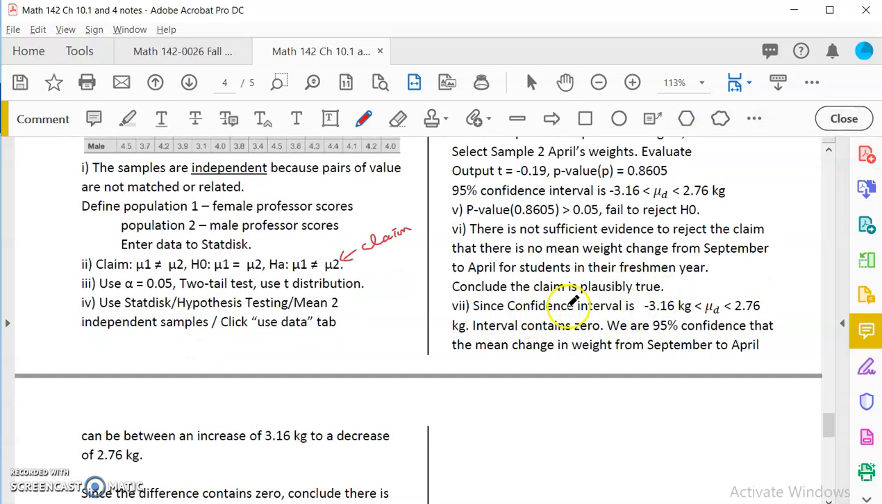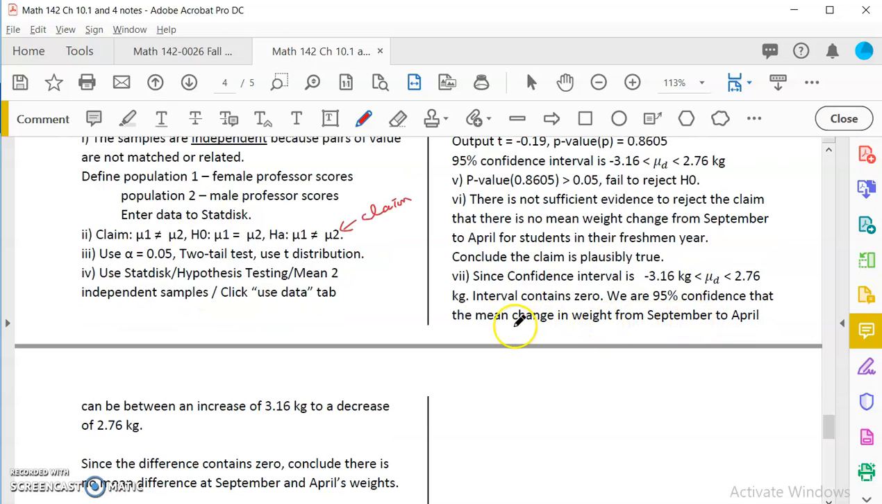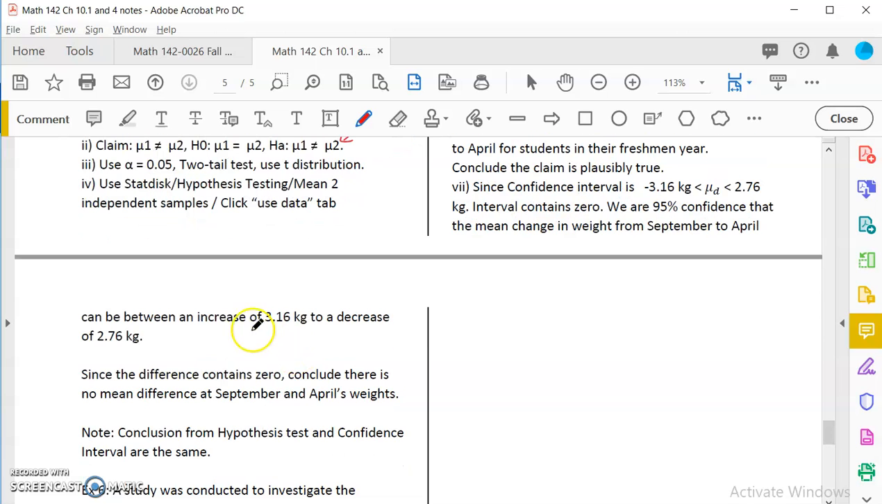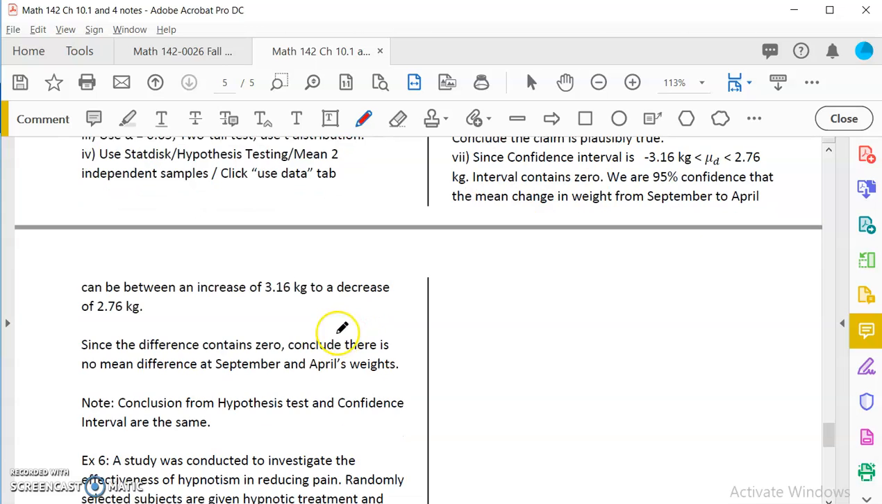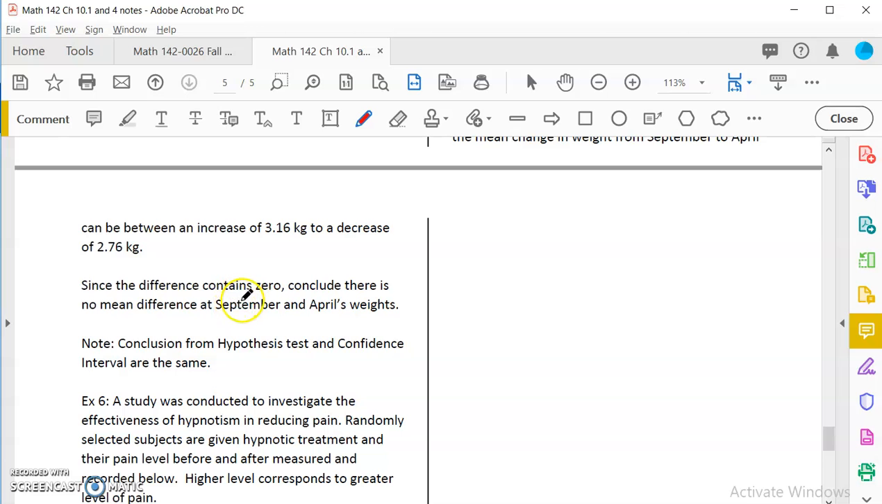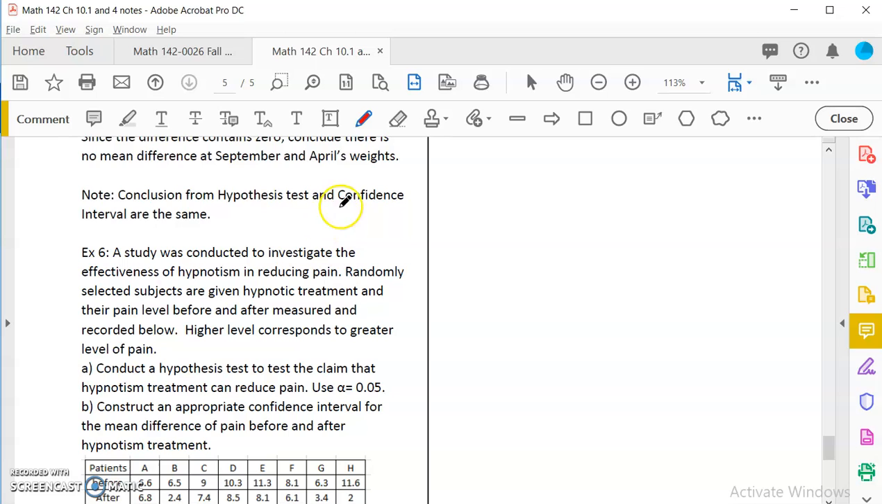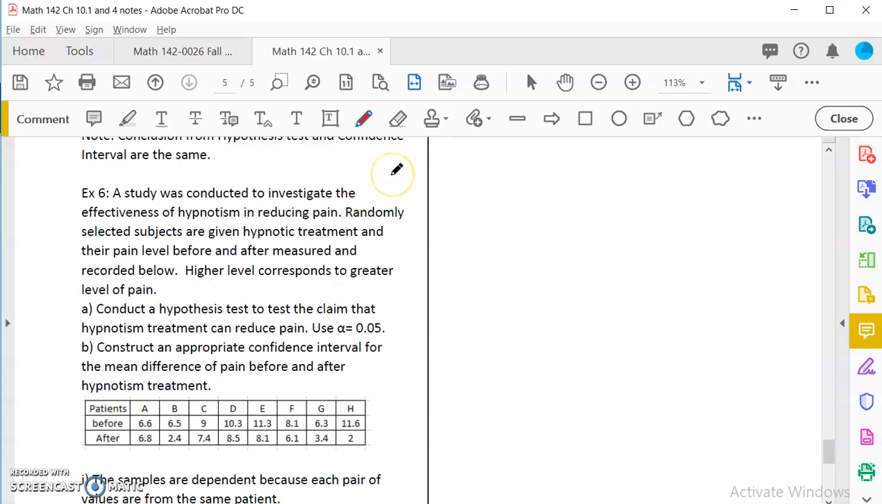And this can be confirmed from the confidence interval of negative 3.16 to 2.76, which contains 0. So we are 95% confident that the mean change in weight could be an increase of as much as 3.16 or a decrease of 2.76, but because it contains 0, there could be no significant difference. Both the confidence interval and the hypothesis test point to the same conclusion.